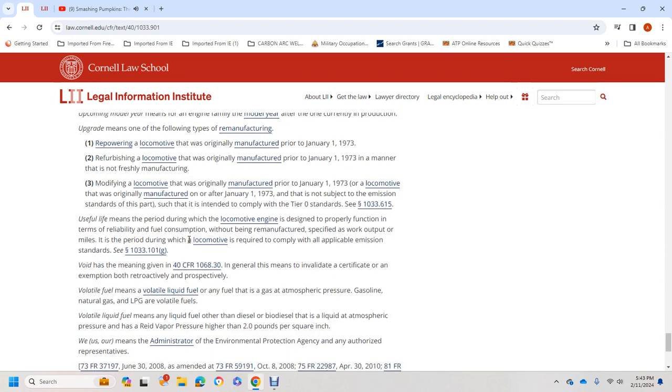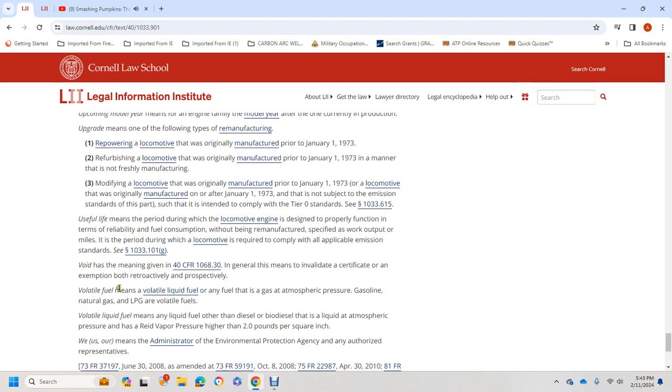Useful life means the period of time during which the locomotive engine is designed to function properly, with reliable fuel consumption, without being remanufactured, specified by work output or miles. It is the period during which the locomotive is required to comply with the applicable emission standards in 1033.101. Void has the meaning given in Title 40 CFR 1068. It generally means the invalidation of a certificate or exemption, either retroactively or prospectively.